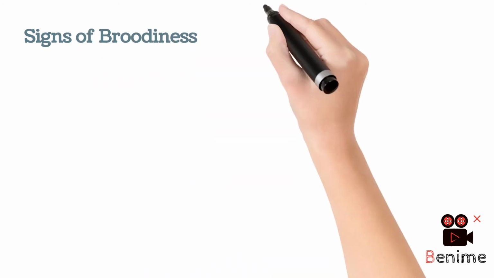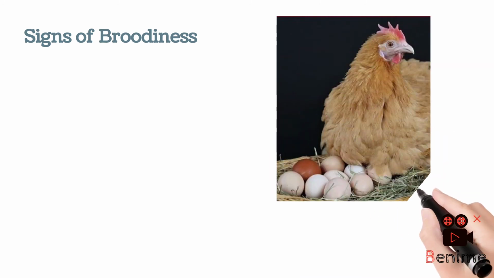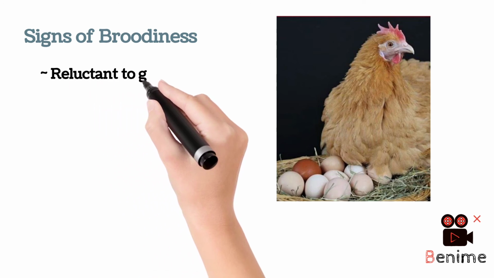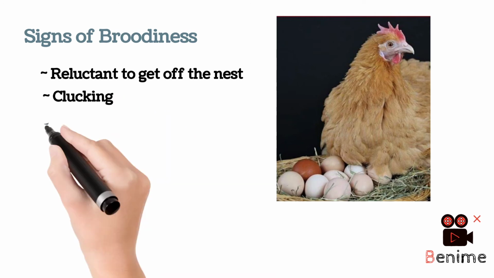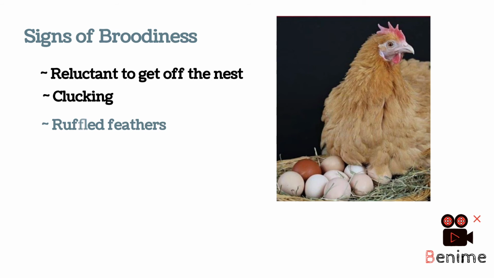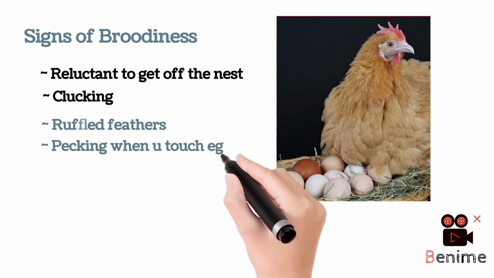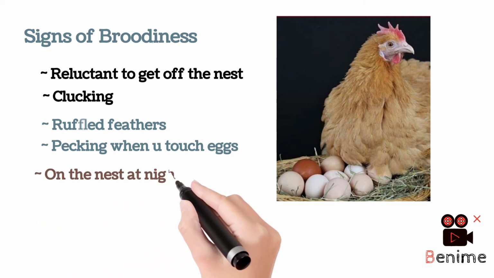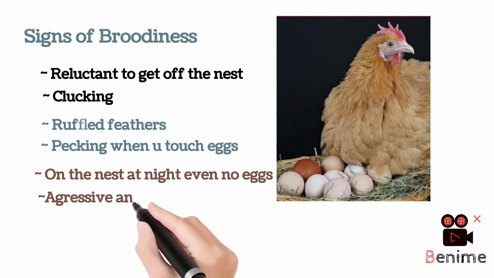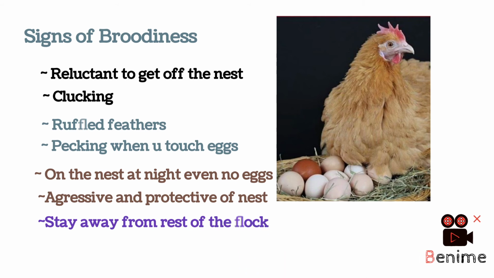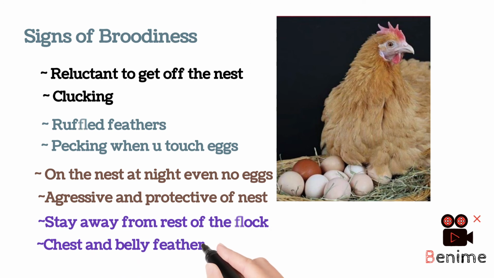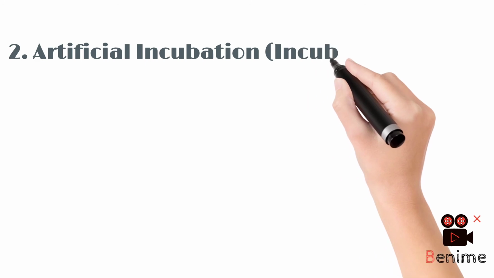Signs of broodiness. How will you determine that a hen is ready to sit on the eggs? There are some signs of a broody hen: she will be reluctant to get off the nest, she will produce a clucking sound, and have ruffled feathers. She will peck when you touch her eggs, and she will sit on the nest at night even if no eggs are kept. She becomes aggressive and protective of the nest and stays away from the rest of the flock, and her chest and belly feathers are missing. These are some signs of a broody hen.